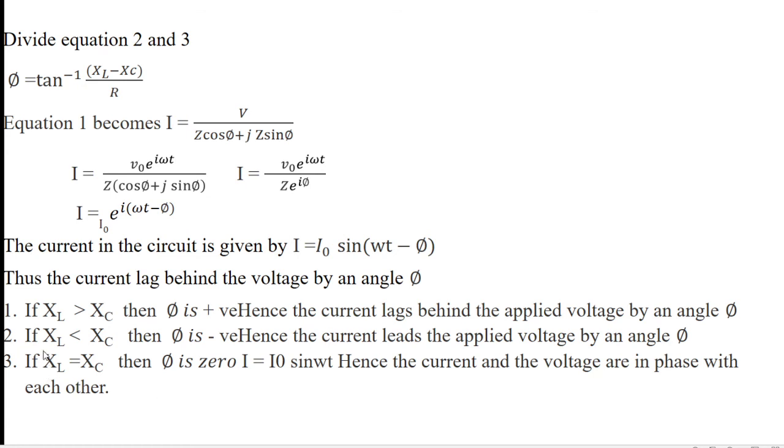If in the circuit the inductive reactance is equal to the capacitive reactance, then the circuit becomes purely resistive. Then there is no phase difference between the voltage and current. Then I is equal to I naught sin omega t. So in such cases, the current and voltage are in phase with each other.